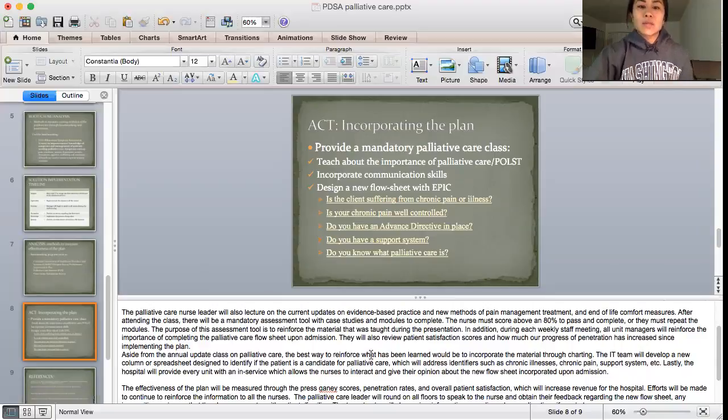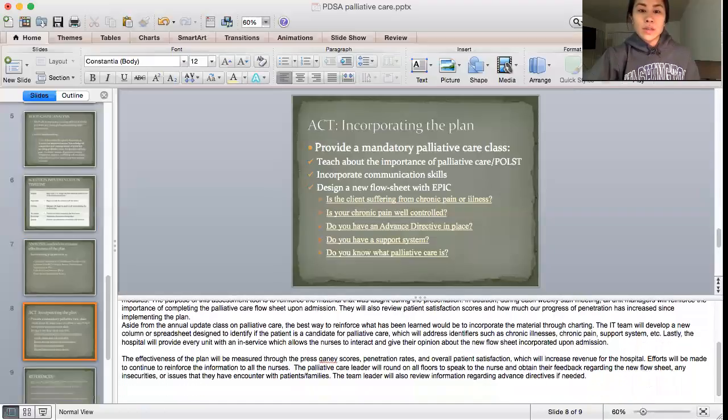After attending the class, there will be a mandatory assessment tool with case studies and modules to complete. The nurse must score above an 80% to pass and complete, or they must repeat the modules. The purpose of this assessment tool is to reinforce the material that was taught during the presentation. In addition, during each weekly staff meeting, all unit managers will reinforce the importance of completing the palliative care flow sheet upon admission. They will review patient satisfaction scores and how much progress of penetration has increased since implementing the plan. The other best way to reinforce the annual updates would be to incorporate the material through charting.